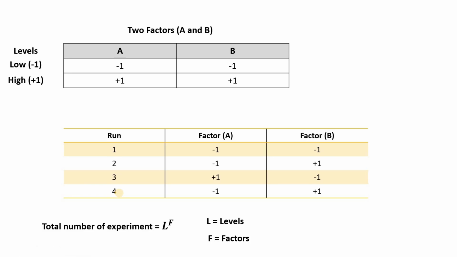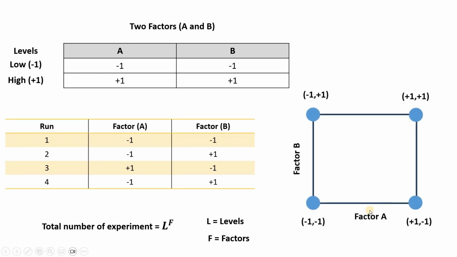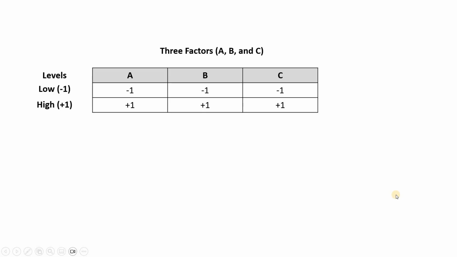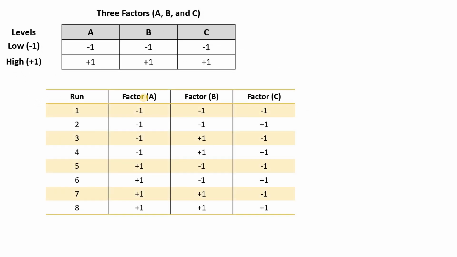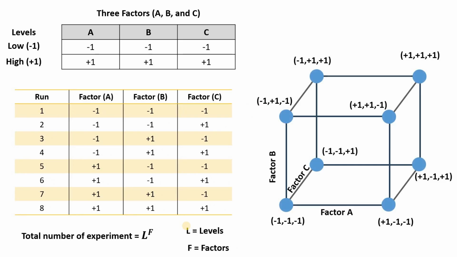If we see how the design looks for these two factors, these are all the coordinates, and the design will look like this. If we add one more factor, here we have 3 factors a, b, c, each with 2 levels. What total number of experiments do you expect? 2 to the power 3, because the level is 2 and the factor is 3. So the total number of experiments will be 8, right? The formula is the same, level to the power of factor. Sometimes factor is also written as k, so it's up to you. If we see the design of a 3-factor design, it will look something like this.